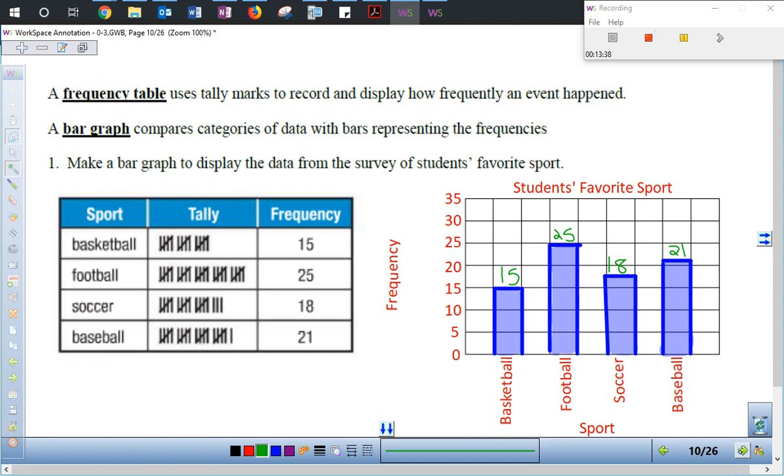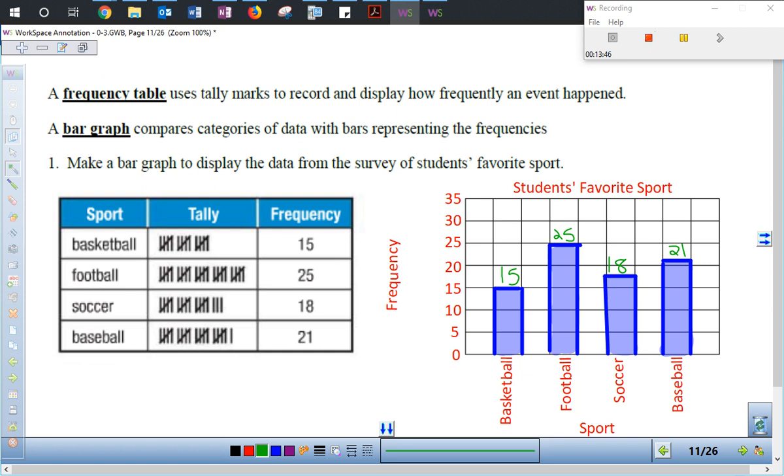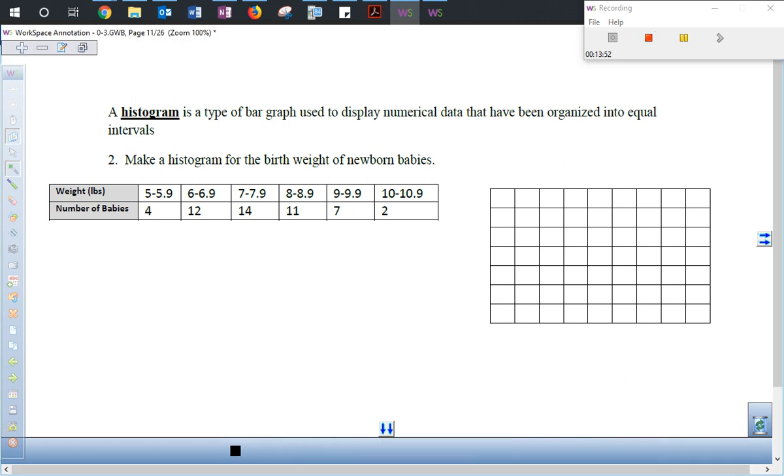Now the next kind of graph we're going to talk about is a histogram. And a histogram is very, very similar to a bar graph. However, instead of comparing types of things like sports or food, they're comparing numerical data. So for example, number 2 says, make a histogram for the birth weight of newborn babies.